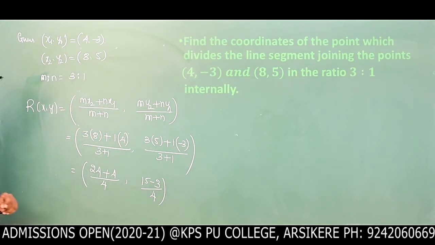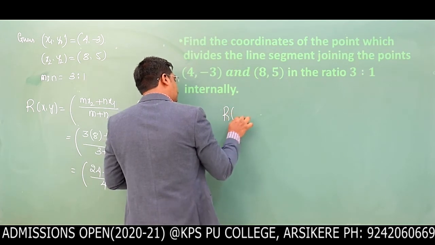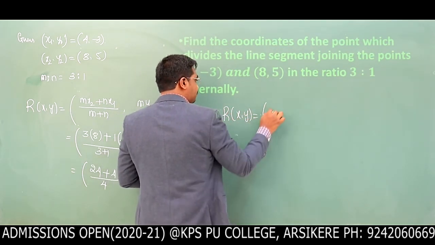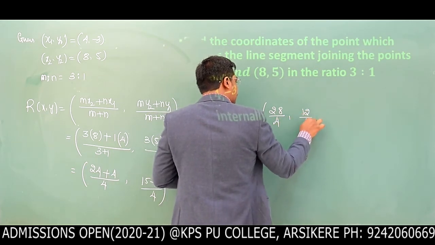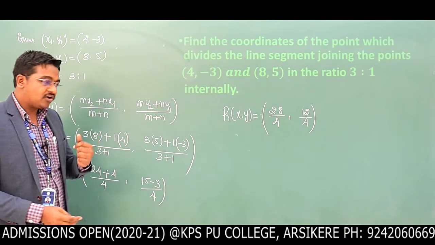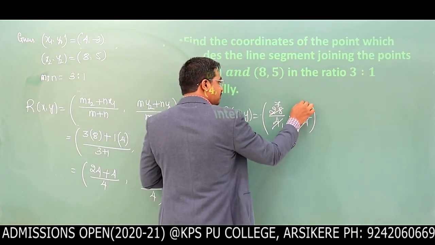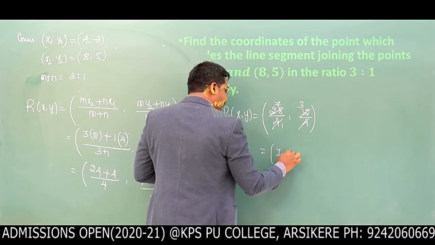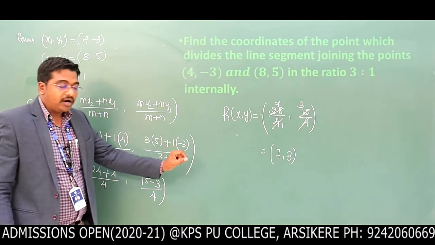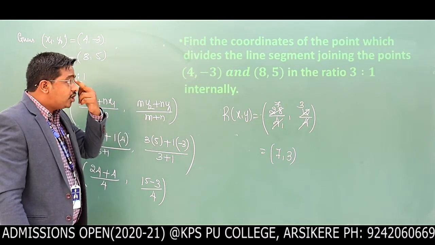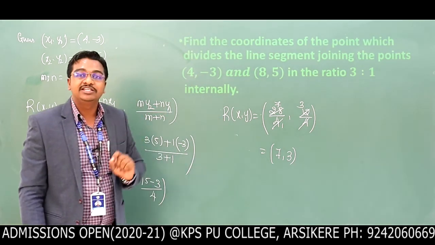After simplification, 24 plus 4 gives 28. Therefore r of x comma y is equal to 28 divided by 4 comma 12 divided by 4. We can simplify because we have the common factor there. So 4 ones are 4, 4 sevens are 28, they get cancelled, and 4 threes are 12, they get cancelled. Therefore the required point is 7 comma 3, where these coordinate points divide the line segment joining these 2 points 4 comma minus 3 and 8 comma 5 in the ratio 3:1.